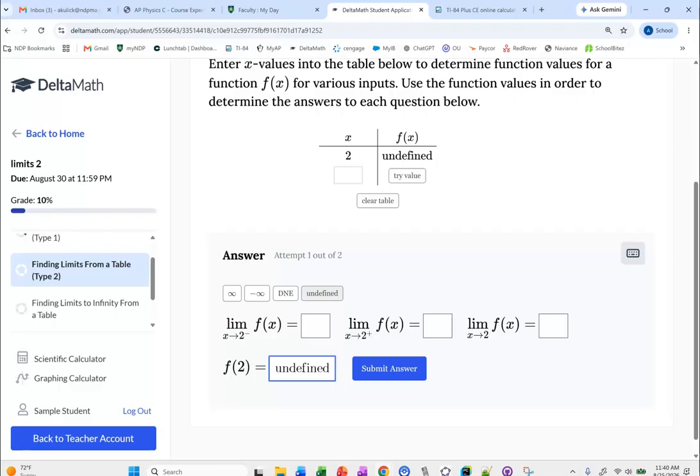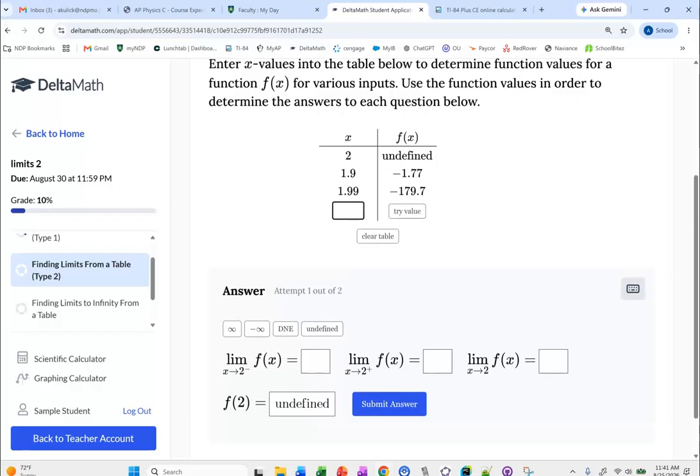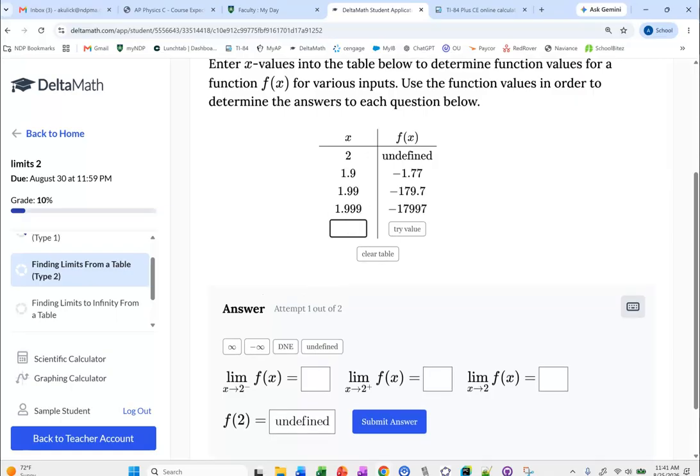No. I'm going to start with 1.9, and then 1.99, and then 1.999. Looks like negative infinity to me, right? Those keep getting smaller and smaller, and they're not leveling off. The gap between those should be getting closer together if it's heading to a limit. Since the gap between the subsequent y values is getting bigger, it's telling me that this is heading to infinity.